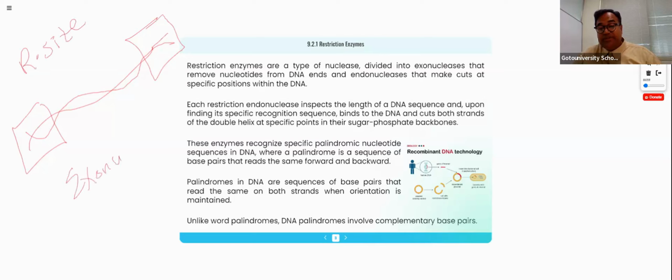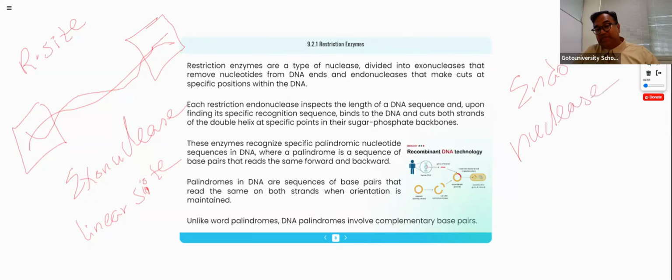So restriction exonuclease is an enzyme which breaks the restriction site present at the end of the linear DNA, whereas endonuclease is very important to break the restriction site present at the inner point. So this is the way you remember different types of restriction enzymes.